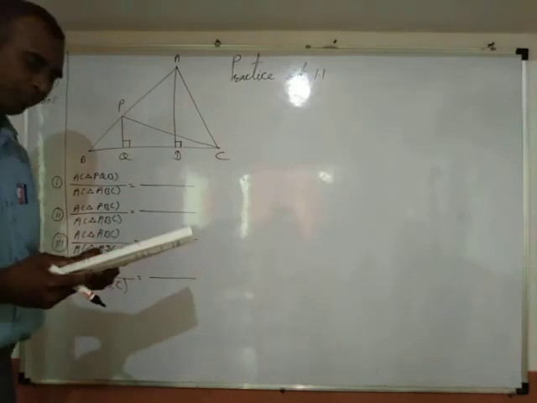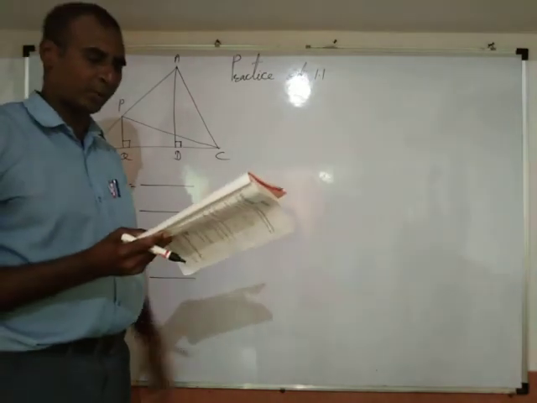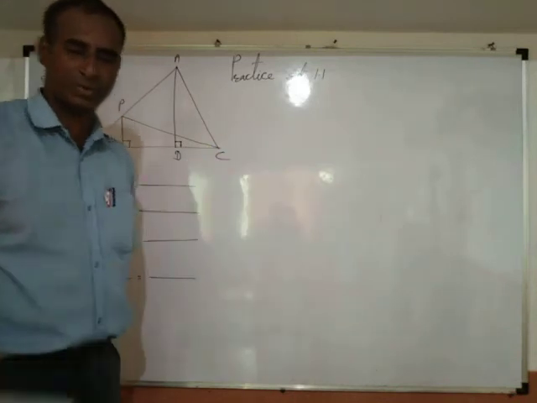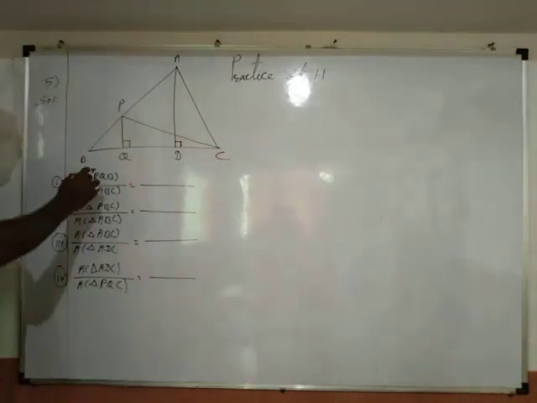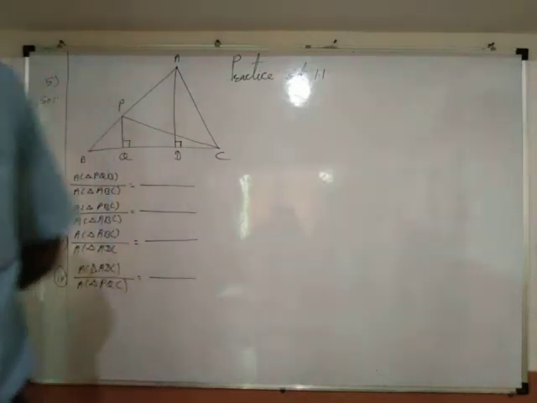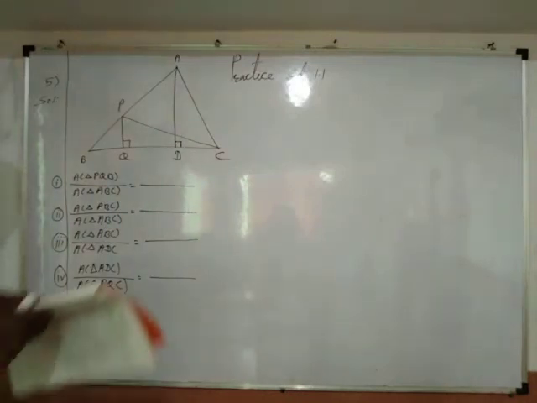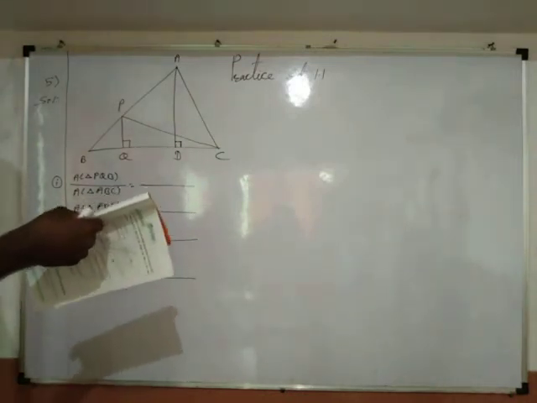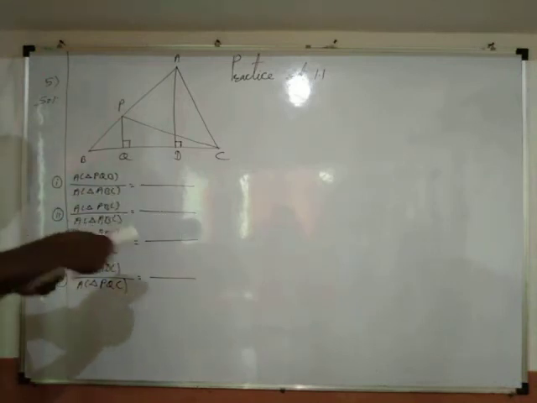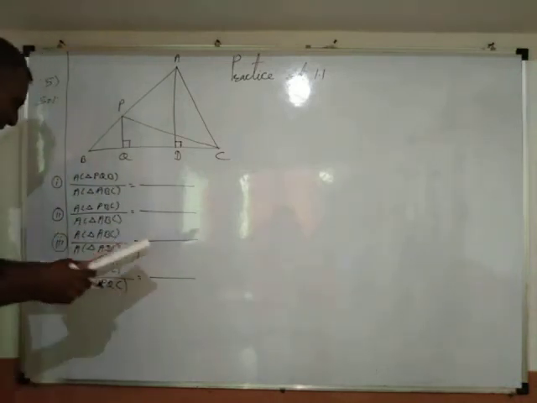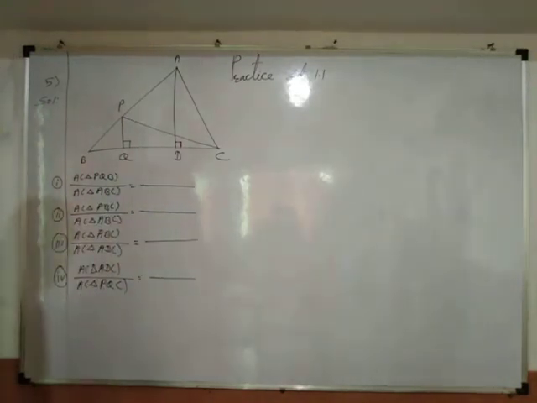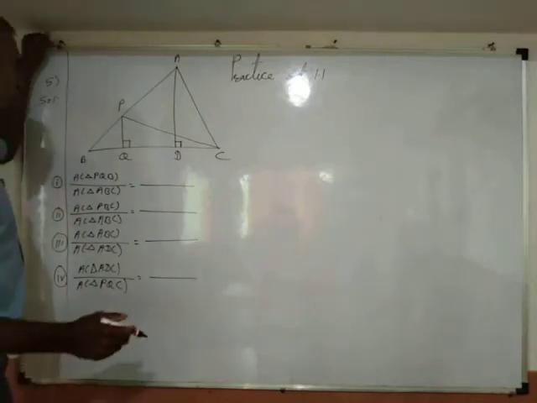Question 5th. In the adjoining figure, PQ is perpendicular to BC, AD is perpendicular to BC. Then find the following ratios. Number 1, area of triangle PQB upon area of triangle ABC. Number 2, area of triangle PBC upon area of triangle ABC. Number 3, area of triangle ABC upon area of triangle ADC. And number 4, area of triangle ADC upon area of triangle PQC. Now let's find these ratios one by one.